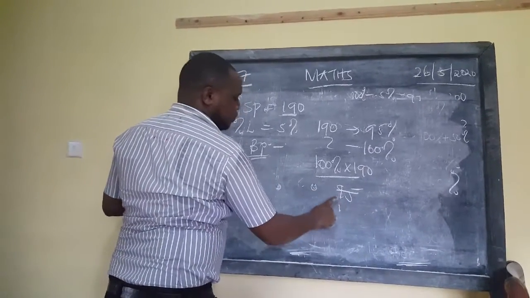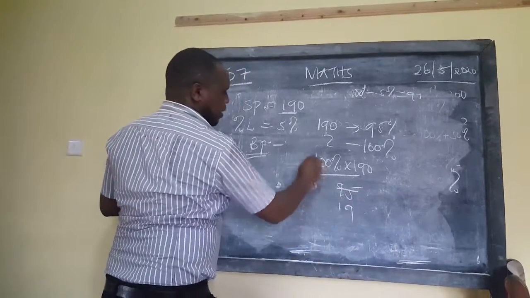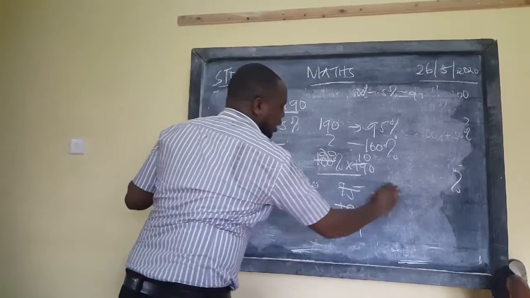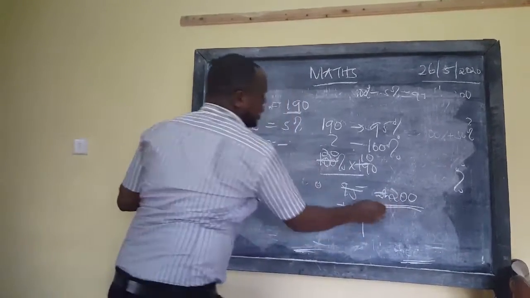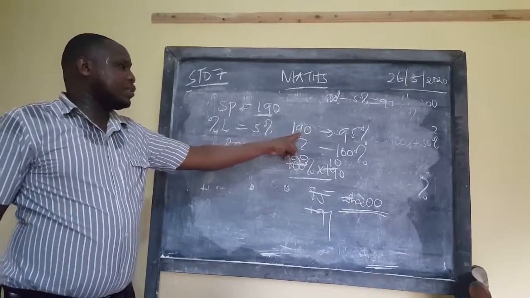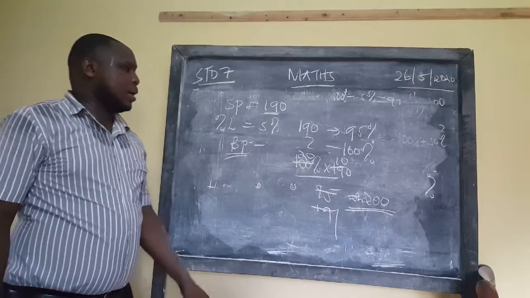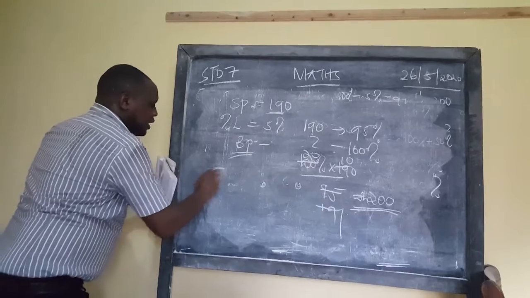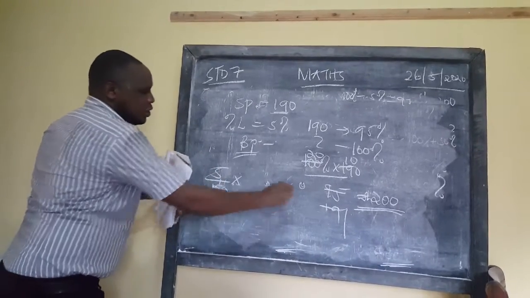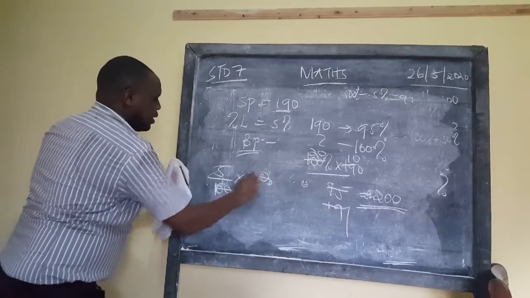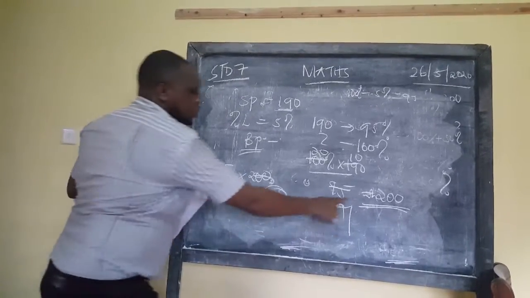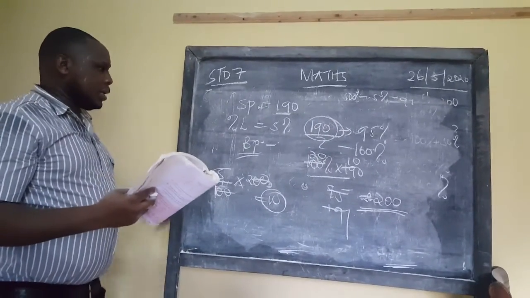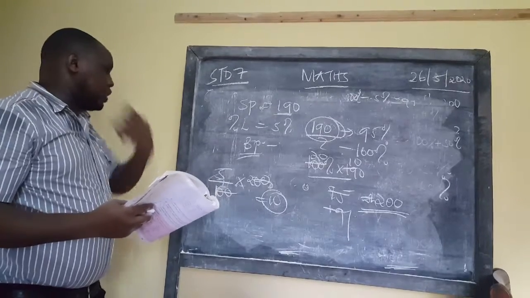By 5, 1. 19, by 5, 20. By 19, 1. By 19, 10. So 20 times 10 is 200. So this person had bought the shirt at 200 shillings. You can see, after selling at 190, he made a percentage loss of 5%. You can even ask yourself, what is 5% of 200? And see whether you are getting something. 5 times 2 is 10. What is 200 minus 10? 190. So up to that end, learner, we are through with this work.